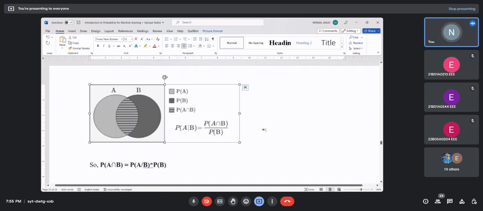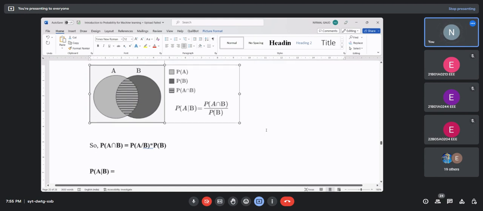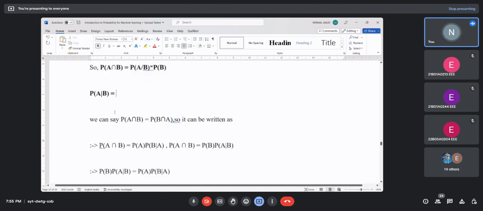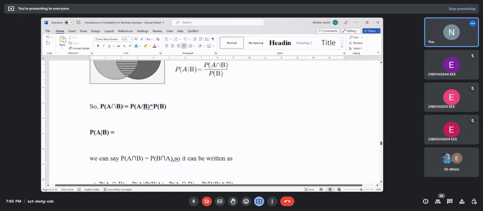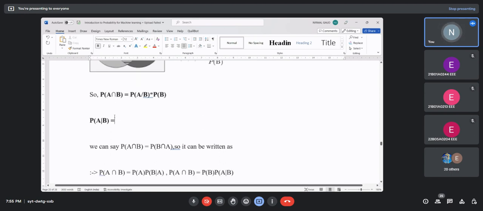Here is the formula for the conditional probability: P(A|B) equals P(A intersection B) upon P(B), and P(A intersection B) is equal to P(A|B) into P(B). P(A|B) means the probability of A given that B has already occurred. So this is the formula for the conditional probability, and I'm going to derive the Bayes theorem from it.